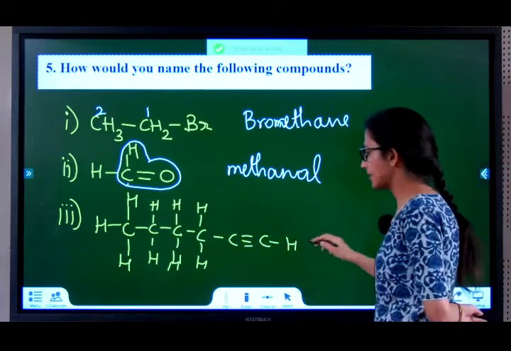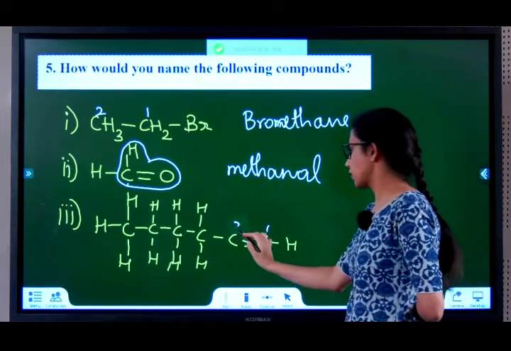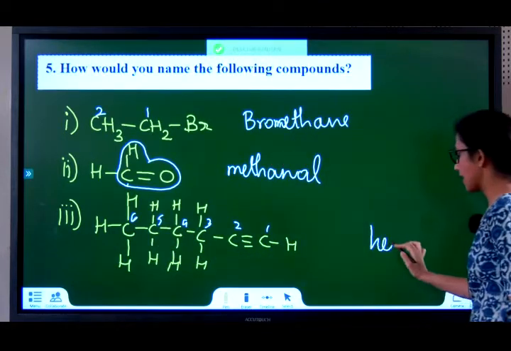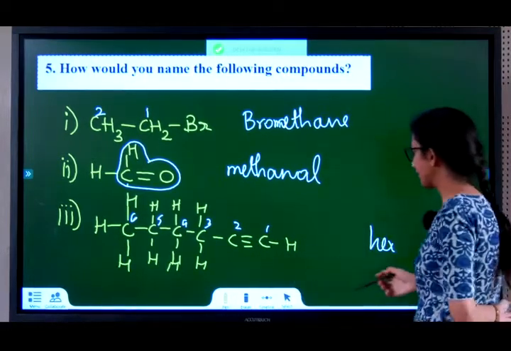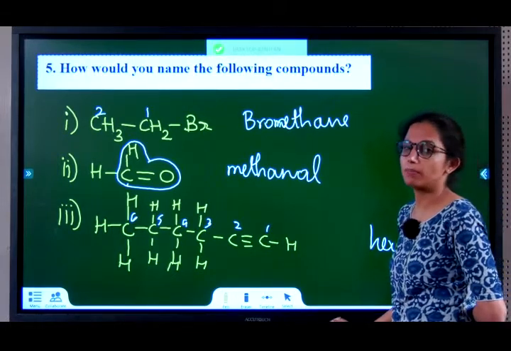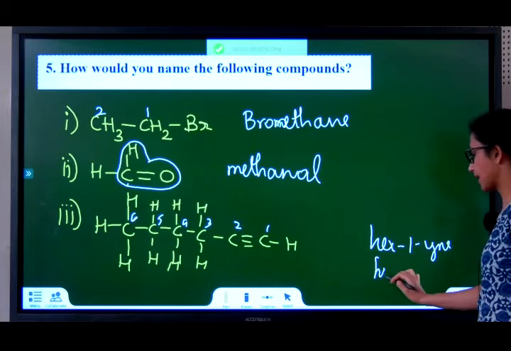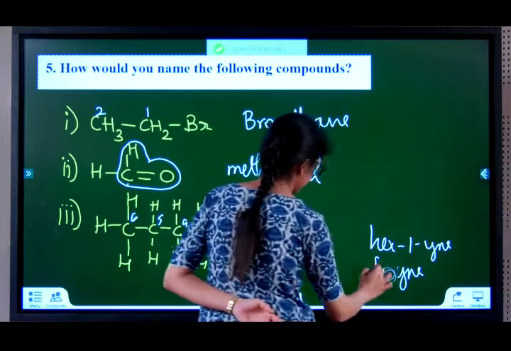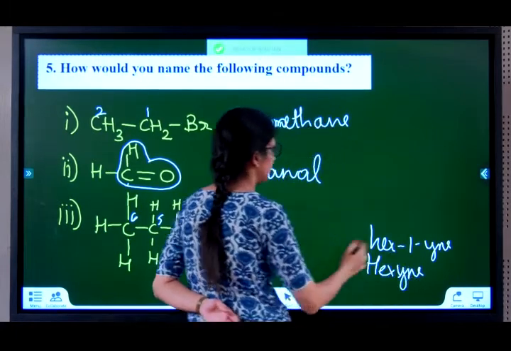Next, you have 6 carbon atoms here. Choose the numbering in such a way that your triple bond gets the lowest number. So it's 1, 2, 3, 4, 5, 6. Root word hex. Since the triple bond lies between 1 and 2, hex-1-ene, no, ene is double bond. Here we are talking about triple bond. So hex-1-yne, or hexyne.